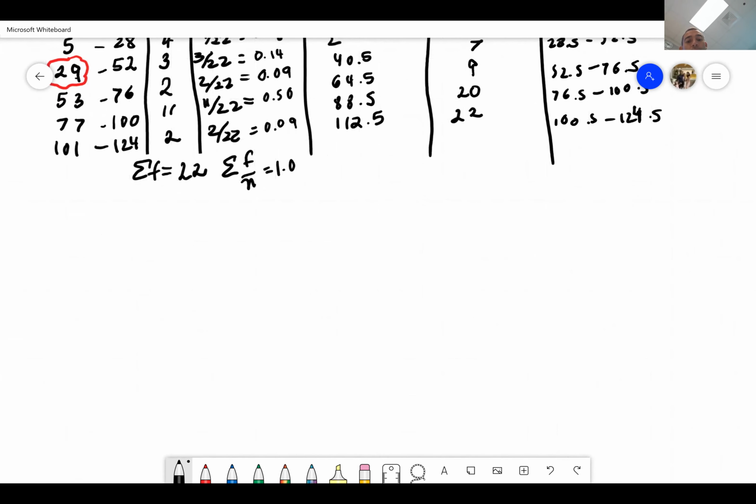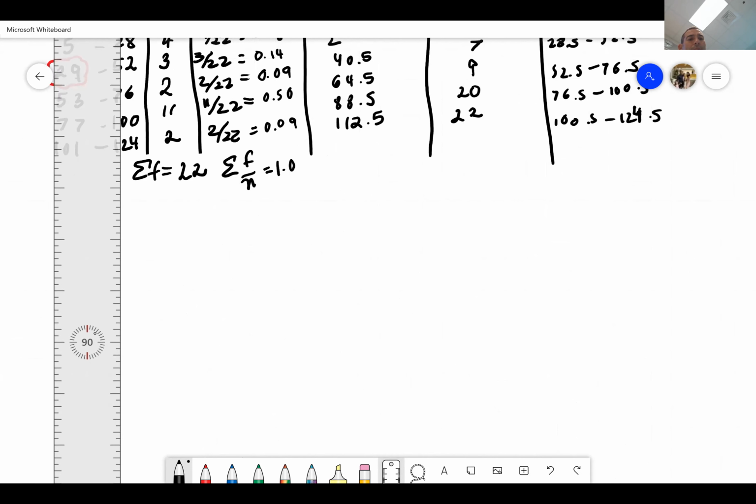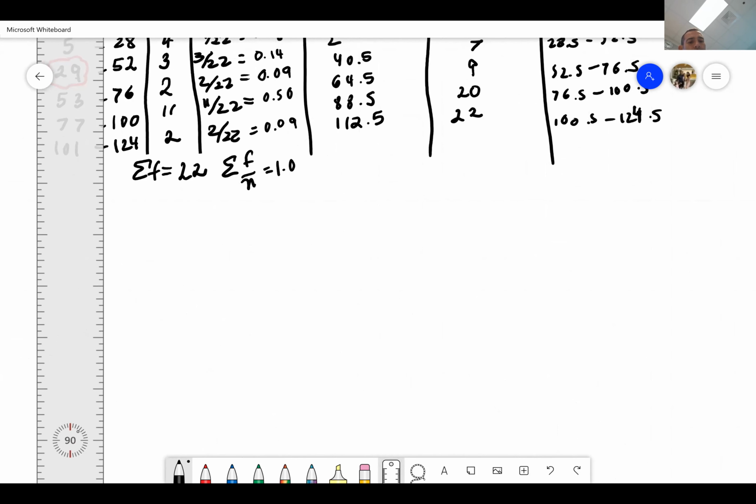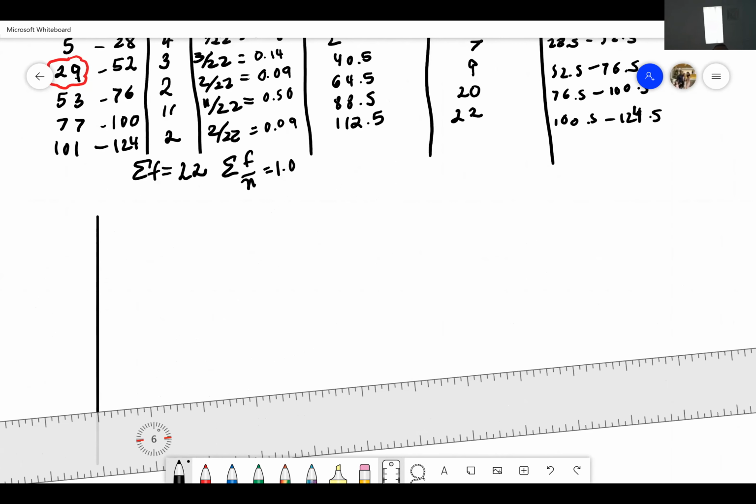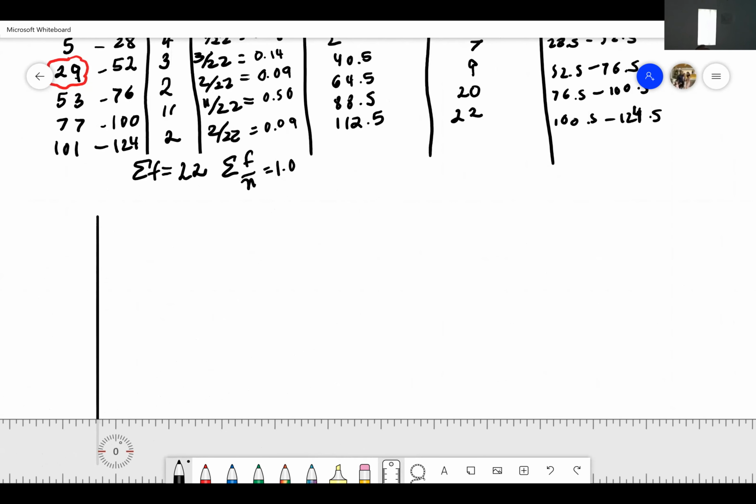All right. So now what if I ask you to do some graphs here? Can I ask you to do a histogram? Well, I'm going to ask you for a histogram and you're going to ask me, do I use class midpoints or do I use class boundaries? What if I ask you to do a frequency histogram and I want you to use midpoints?